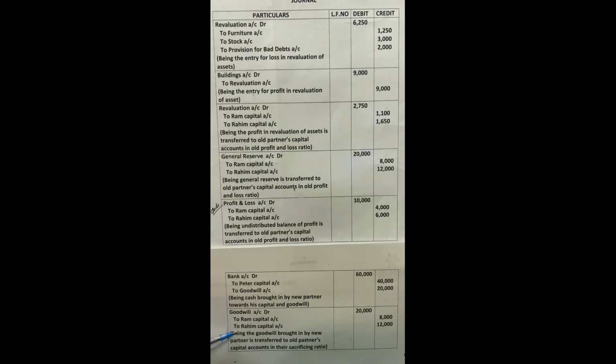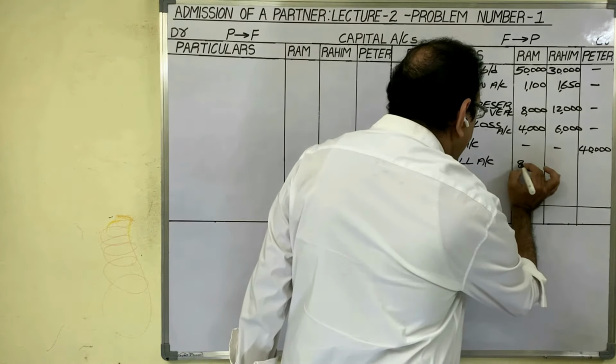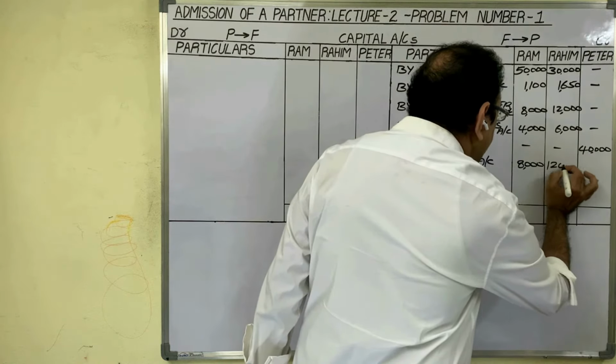Now we are preparing capital accounts. You have to observe whether capital accounts are debited or credited in the journal entry. Capital accounts are credited. Therefore, this entry appears on the credit side of the capital accounts. What to write in the particulars column? As we debited the goodwill account, write that down. By goodwill account, in Ram's column 8,000 rupees, in Rahim's column 12,000 rupees.